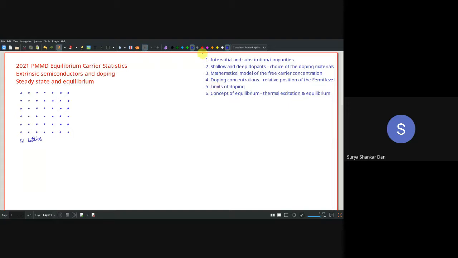So the first topic for today is interstitial and substitutional impurities. I'm sure all of you are doing this IC fabrication course, right? One important thing to keep in mind is, do you know the difference between interstitial and substitutional in the first place?